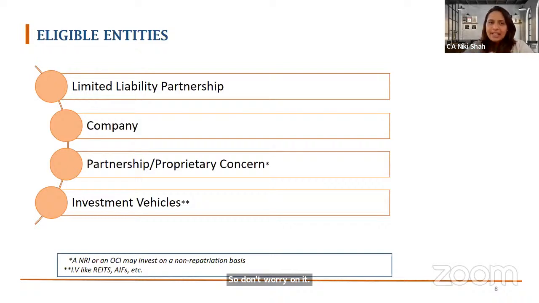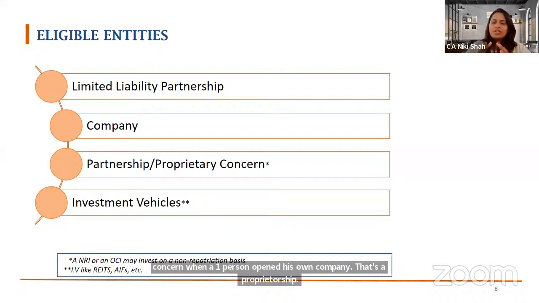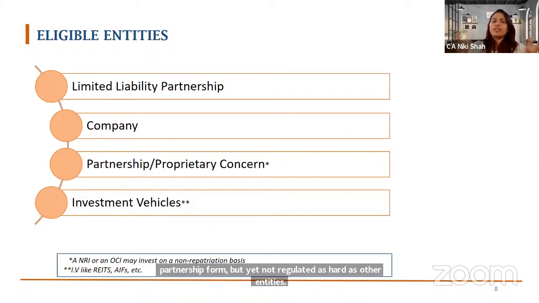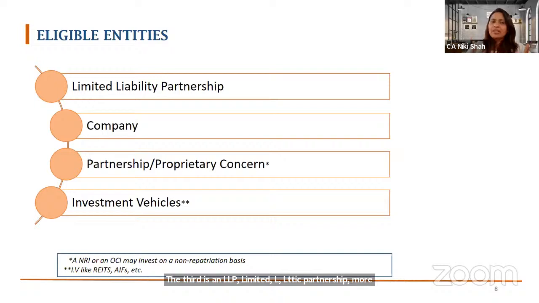Now we move to the entity types. As we all know, India, and a lot of other countries also, have multiple entity structures. The primary entity structure is the proprietorship concern. When one person opens his own company, that's a proprietorship concern. Then you move to a partnership firm, which can be two people opening up their companies. It may be a registered partnership firm, but yet not regulated as hard as other entities. Third is an LLP, limited liability partnership, more regulated than the previous two. The fourth can be a company, a private limited company or a listed entity, a company which is registered with the Companies Act. And now the newest are the investment vehicles, which can be REITs or AIFs and the likes of those. So these are a couple of entities which are eligible.